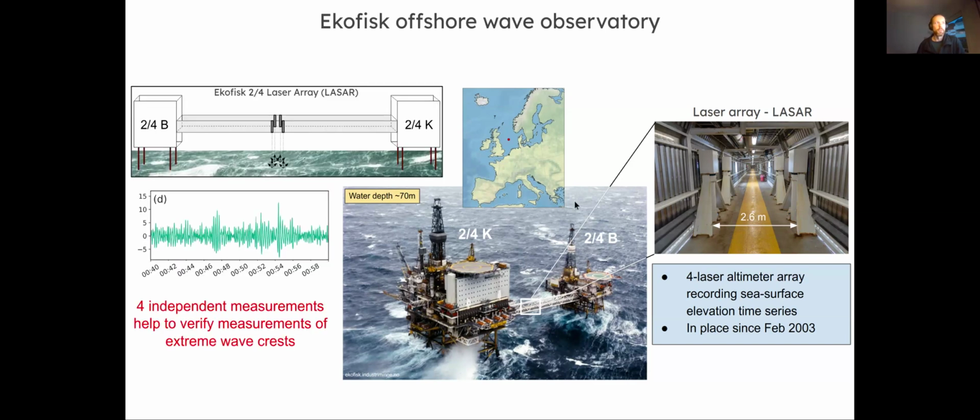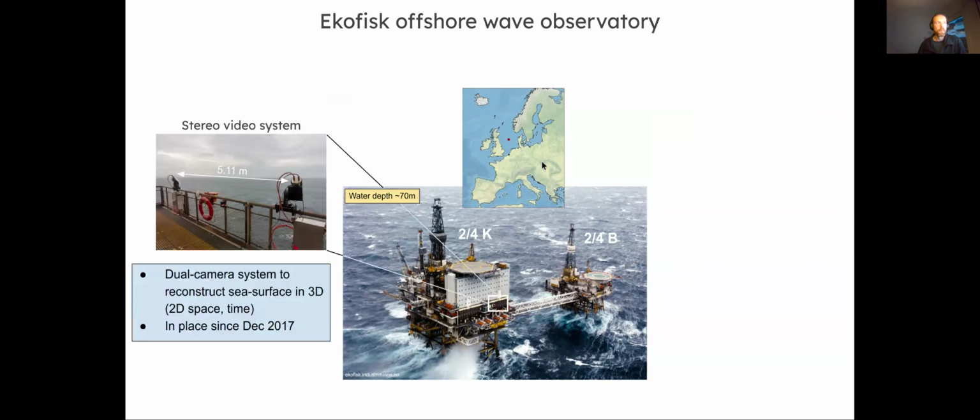And also, because we have 4 identical lasers so close to each other, we're relatively easily able to verify measurements of really big waves so that we can be sure that we base, for example, our statistical models on real extreme waves and not on measurement errors.